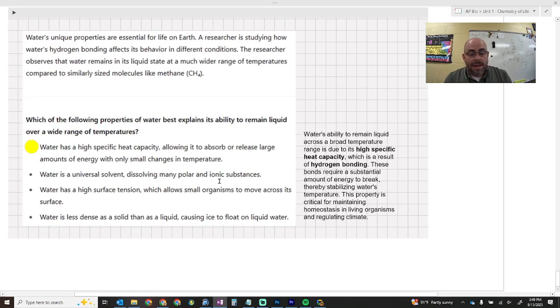Water has a high specific heat capacity, allowing it to absorb and release large amounts of energy with only small changes of temperature. Really like that answer. It's correct. It's not wrong. If it's not wrong, guess which ones are? All the other ones. We're not even going to read them. We're going to leave them alone. I have some little notes over here about this question if you want to check those out.